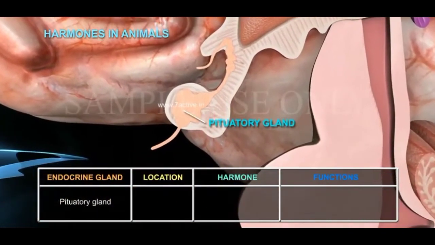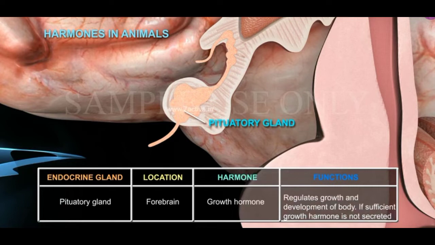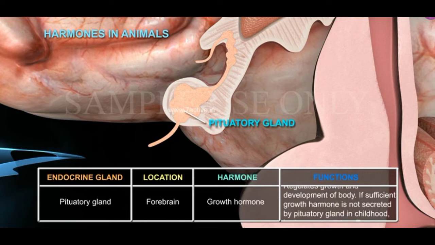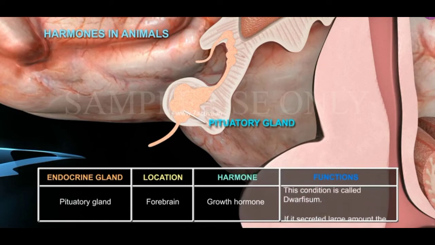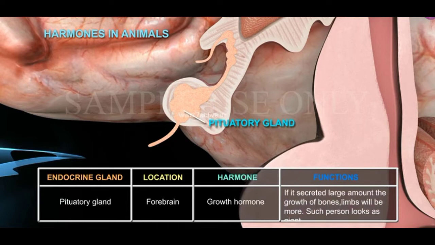Pituitary gland. Location: forebrain. Hormone: growth hormone. Functions: regulates growth and development of the body. If sufficient growth hormone is not secreted by the pituitary gland in childhood, body growth will be affected. This condition is called dwarfism. If it is secreted in large amounts, the growth of bones and limbs will be more. Such a person looks like a giant. This condition is called gigantism.